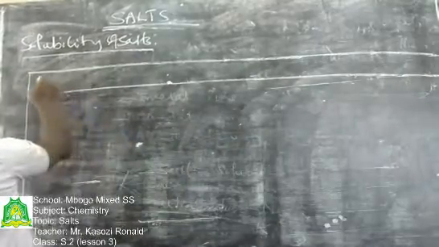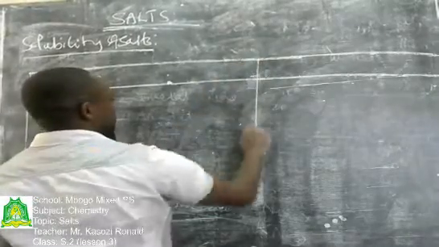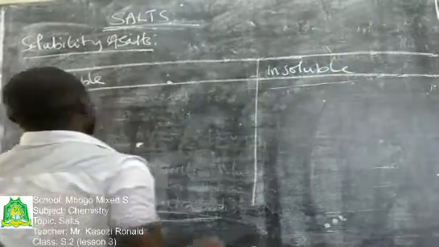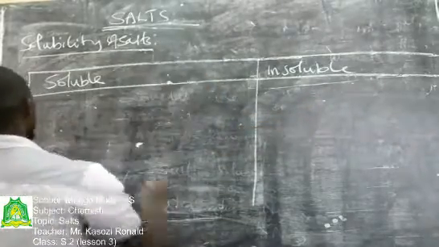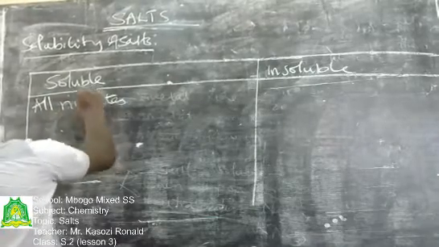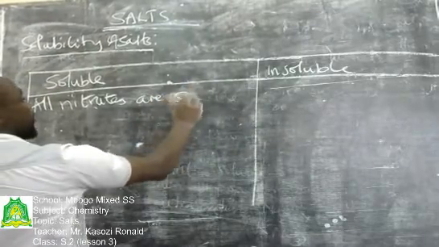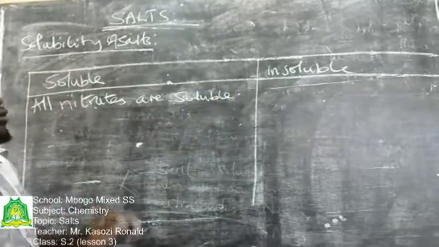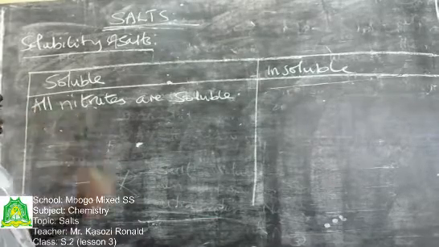Here I put what you call soluble, and here I bring insoluble. So any salt that lies on this line this way is soluble, these ones are insoluble. All nitrates are soluble in water. There is no nitrate which does not dissolve in water. All salts derived from nitric acid are soluble in water.